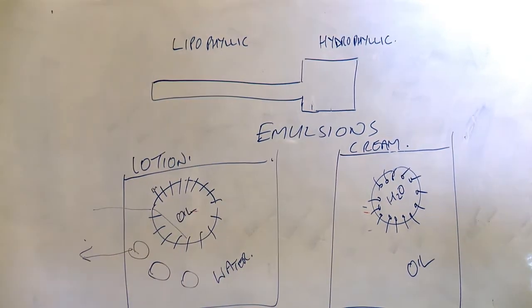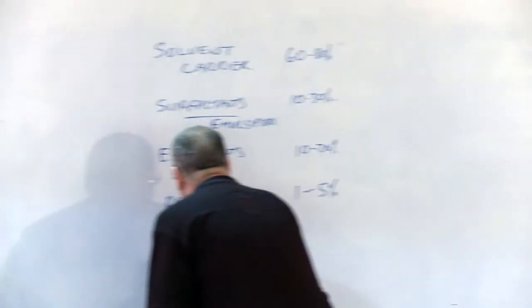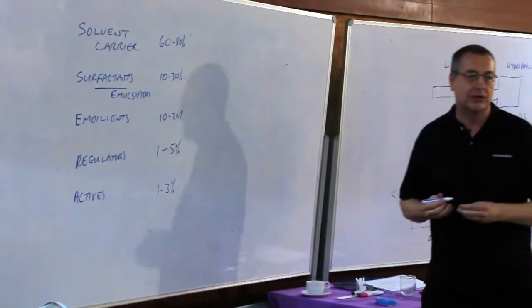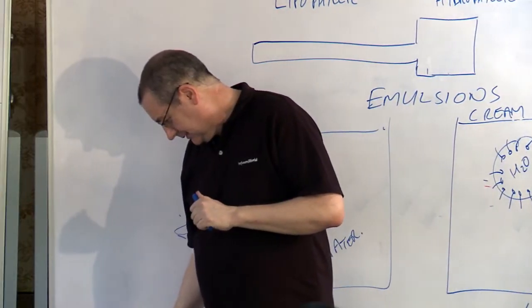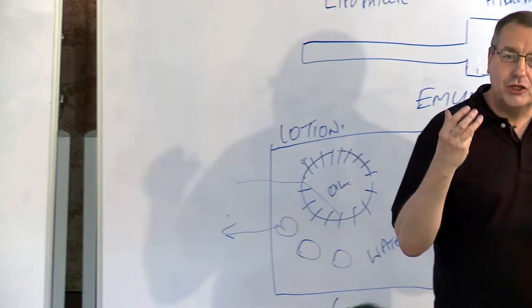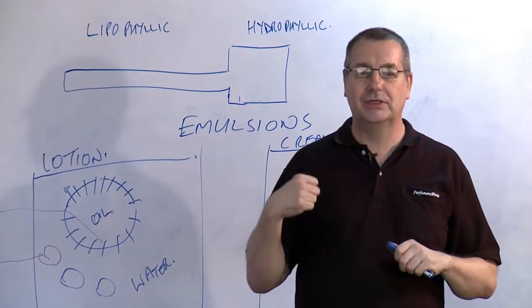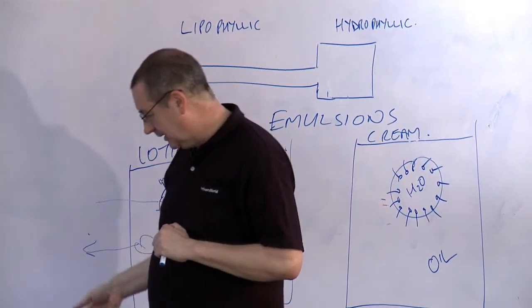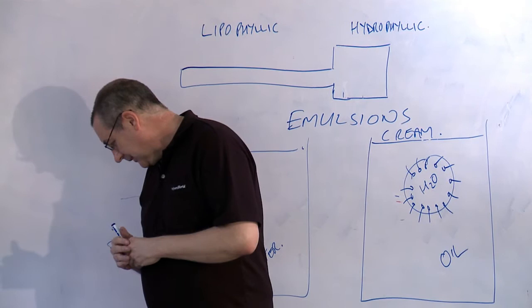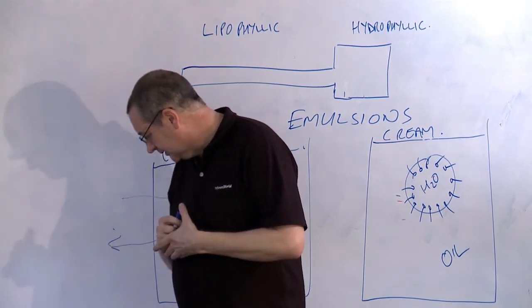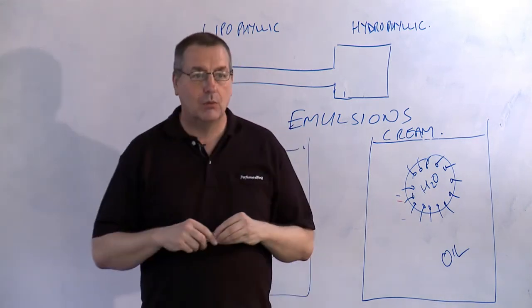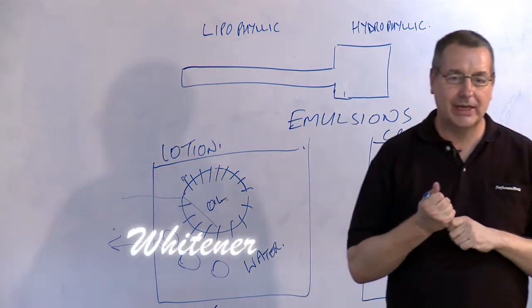Okay, so then we come to the actives, and these are the things that actually sell the product, and they're usually only about 1 to 3% of the product. Herbs, vitamins. These actives are usually the USP, and every product needs a USP, a unique selling point, a unique selling proposition. It can be anti-dandruff, UV absorbers, antioxidants, AHAs, skin softeners, etc. Whitener, yes, the whitening agent.